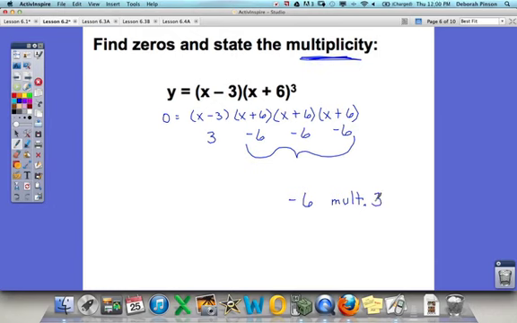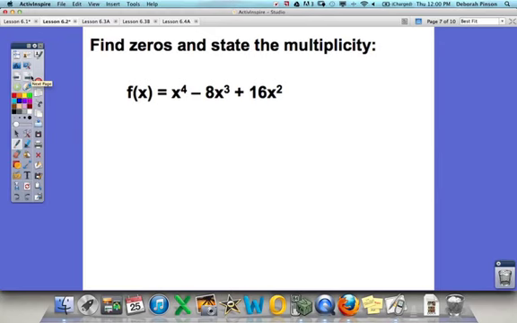Multiplicity means how many times does that answer repeat. Now what about the 3? Think about what the multiplicity would be on the 3. It only repeats 1 time, so it has a multiplicity of 1. Okay, now let's put some of this stuff together.